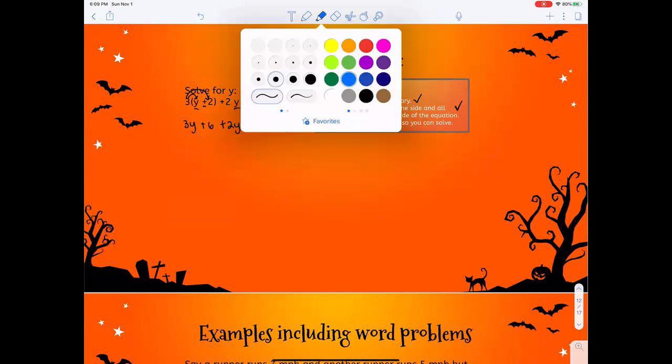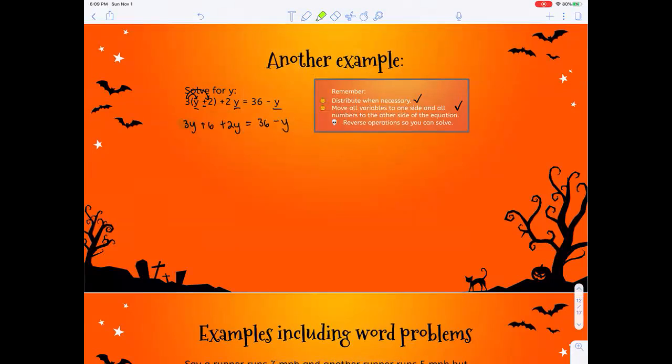Right away, you should know combining like terms. I'm combining them only on one side, right? 3y plus 2y is 5y. And then I have a +6, so +6. Everything on this side, the right side, stays the same, 36 minus y.